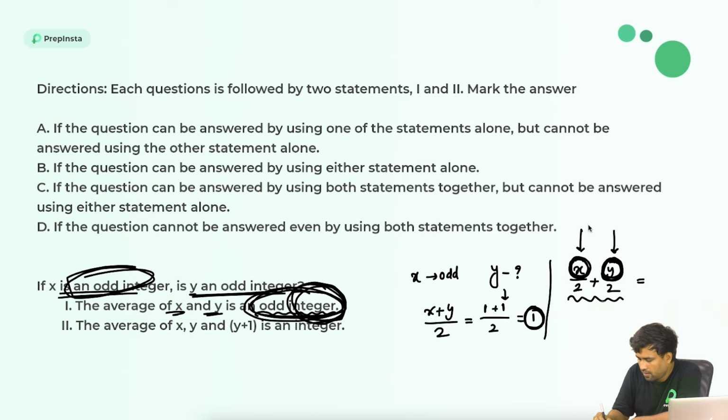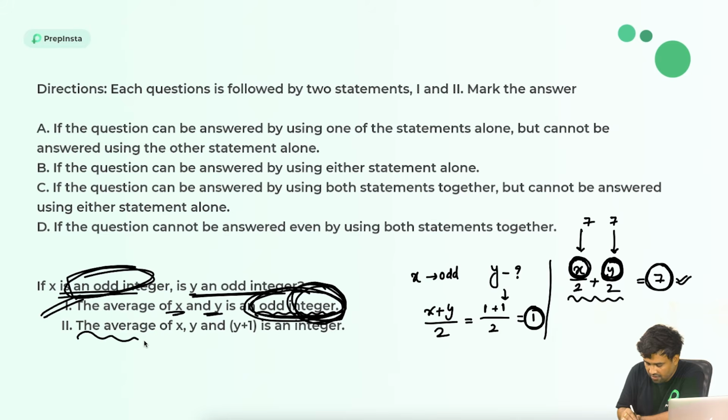For example, see, x is 7, y is 7, then only you will get the integer output, right? 3.5, 3.5. So this is how we can decide the statement 1 alone is sufficient.